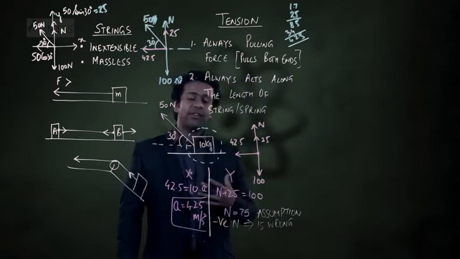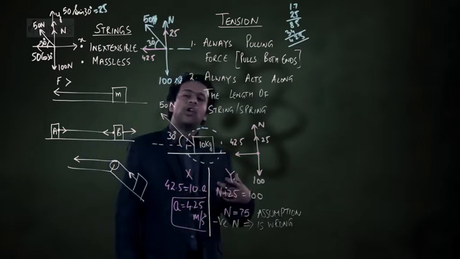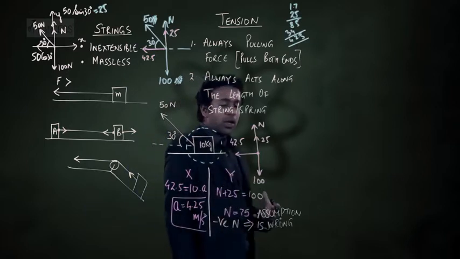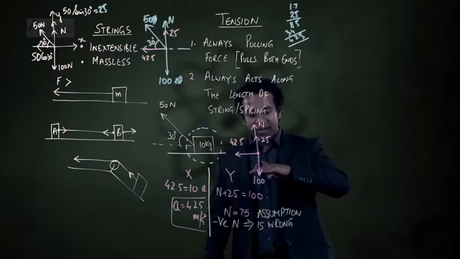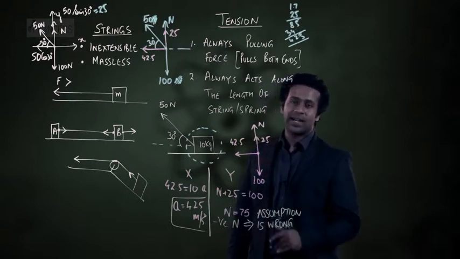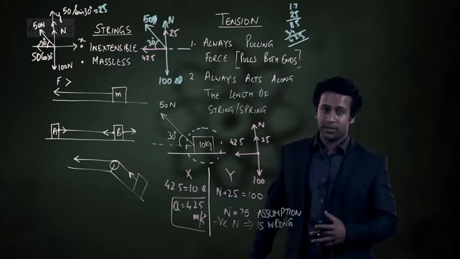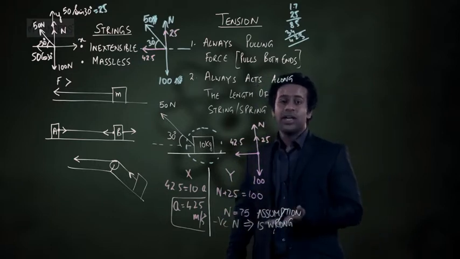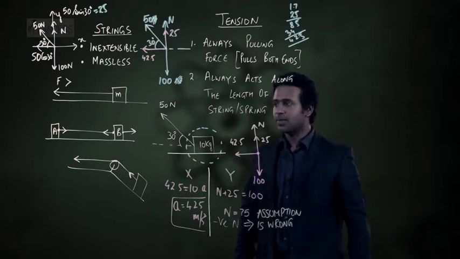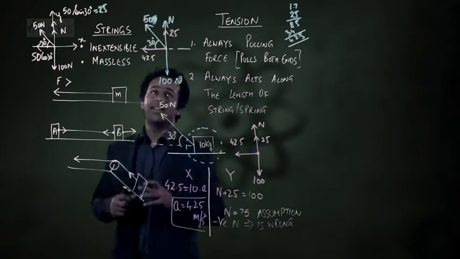Also, we could directly say that this block would not lift because the normal acts only if it is needed, right? In this case, there was a 100 Newton force acting downwards, and there was only a 25 Newton force acting upwards. So there was clearly a deficit of 75 Newton, for which the ground had to apply some normal reaction. So this summarizes all that we had in this problem.